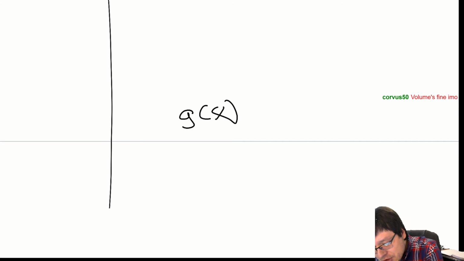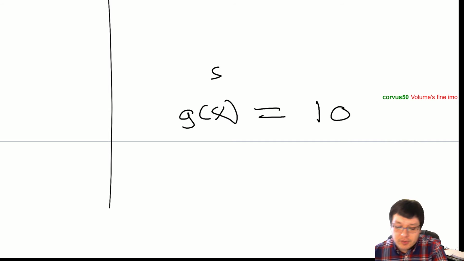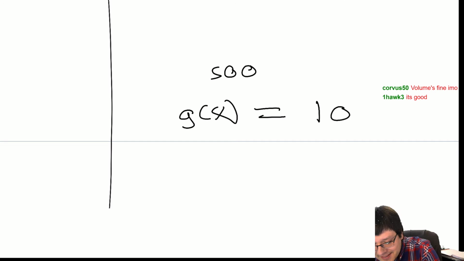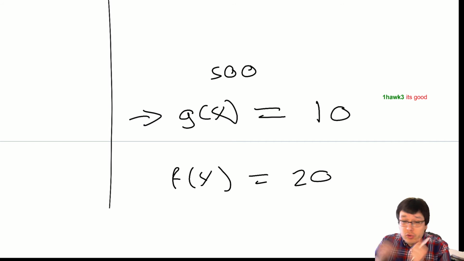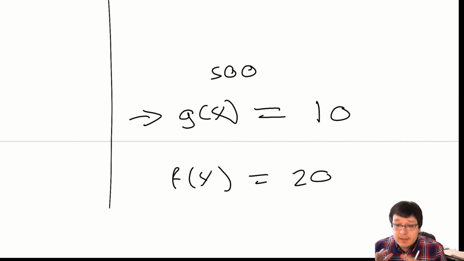So if g of x is equal to 10 whenever x is equal to 5, or sufficiently large, so maybe 500, then f of x must be bigger than that, must be bigger than 10. You know, it could be 20 for all intents and purposes, okay? What we're saying is, as long as the x here is sufficiently large, so a really, really big number, then we still want f of x to be bigger.